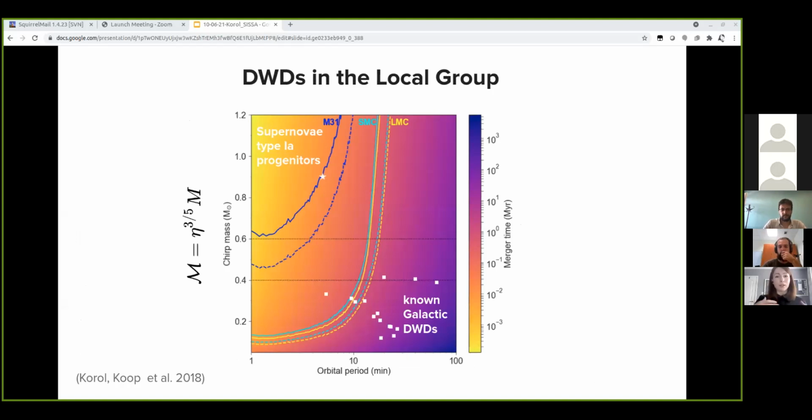So now we are moving beyond the Milky Way, and in my group we were intrigued by the fact that we can see these double white dwarf binaries everywhere in the Milky Way. So together with a bachelor student, we investigated how far we can actually detect this outside the Milky Way. And in this plot, you see the binary orbital period on the x-axis and the chirp mass on the y-axis. And I will show many of these plots next.